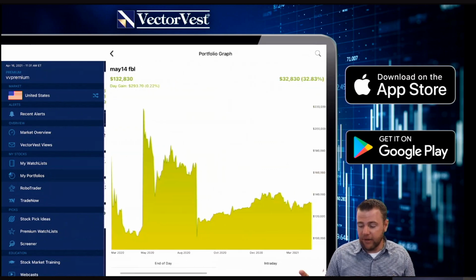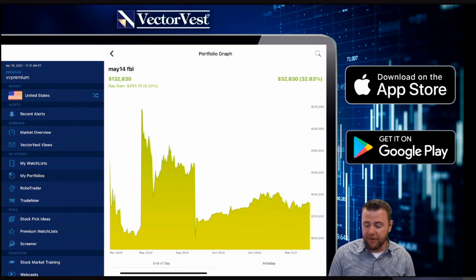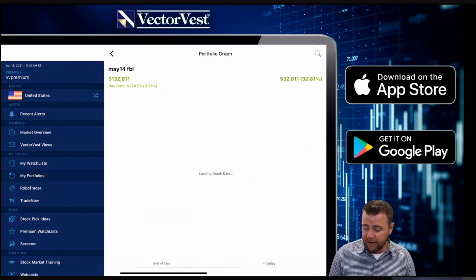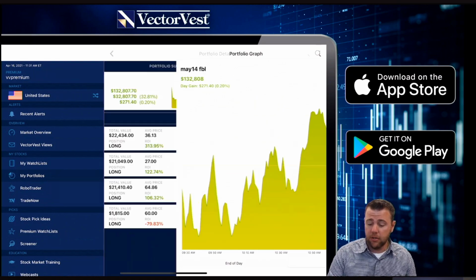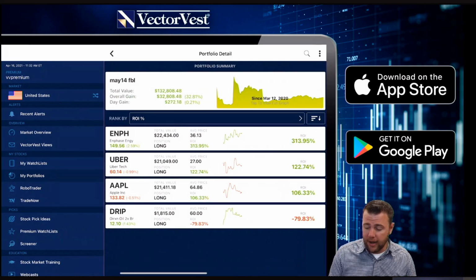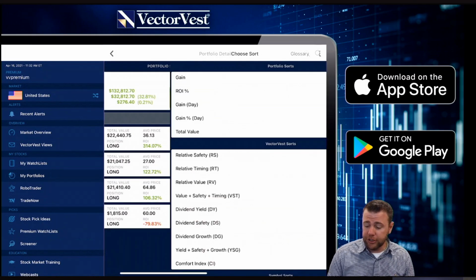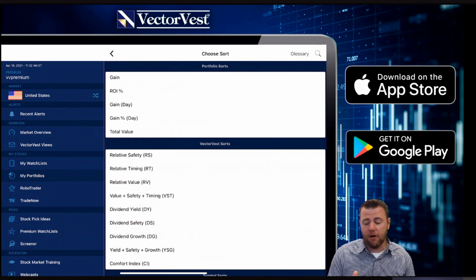But you guys can see if we tap on that, this is the end of day graph. It'll show you the highs, the lows, all throughout it. You can see what your portfolio has been doing. You can look at it once again from an intraday perspective as well. And it tells you your ROI on your stocks. You can change the rank by, so you can use gain, ROI percent, gain for the day, gain percent for the day, total value. And one of the unique things, you can also use the VectorVest indicators in your portfolio here as well, which is something you're not going to be able to do anywhere else out there.